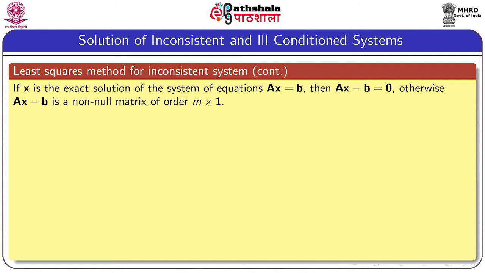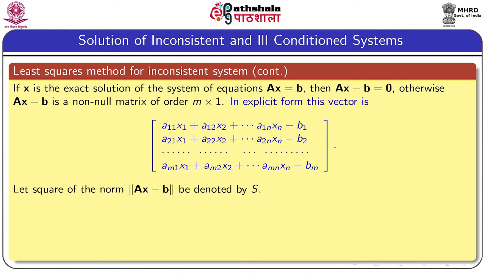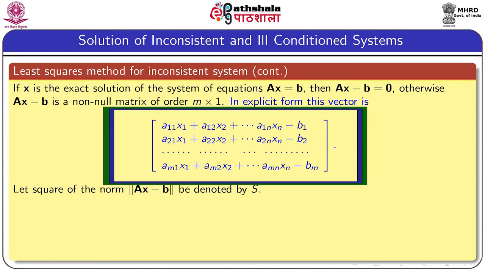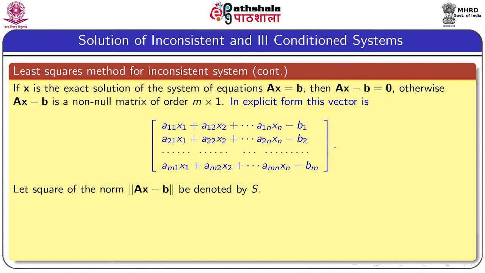If x is an exact solution of the system of equations Ax = b, then Ax - b is a null vector, it is obvious. Otherwise, Ax - b is a non-null matrix of order m by 1. In explicit form, this vector is this one. The first element is a11 x1 + a12 x2 + a13 x3 + ... + a1n xn - b1, and similarly the other elements.